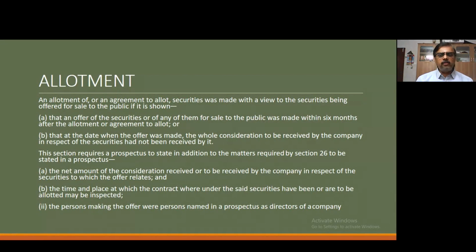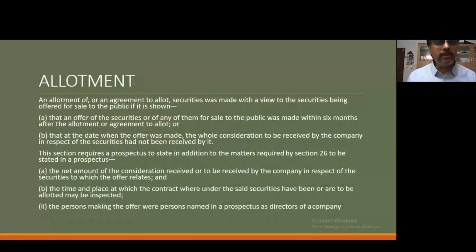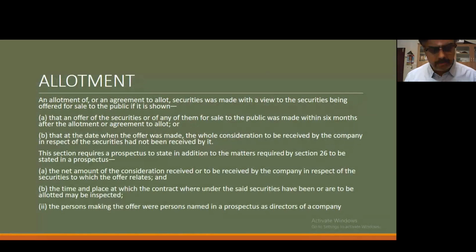And the persons making the offer were persons named in the prospectus as directors of the company. So normally, the promoters or the directors of the company shall be named in this document. These are all the people who are going to make the offer, so that has to be mentioned in the prospectus. All of you are clear about this? It's a very important section 25, which we just covered. In general parlance, we'll come to what a prospectus is and all that. So any doubt at this stage?